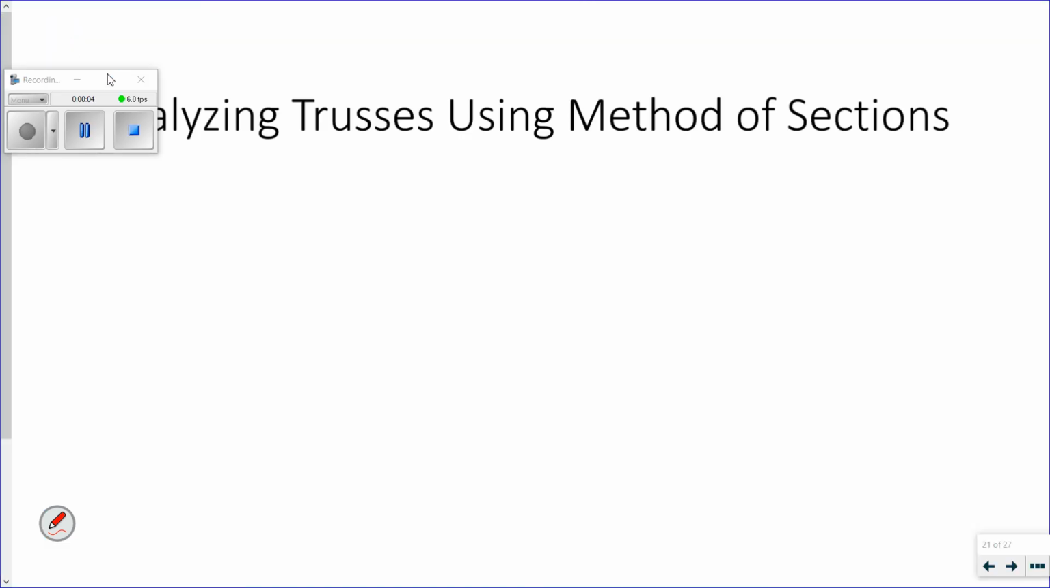All right, the final topic for our 2D trusses, finding the forces in statically determinate 2D trusses, is using the method of sections. You can use the method of joints, the method of sections, you can use them together, you can use only one, whichever one you find the easiest to do is the right one to use.